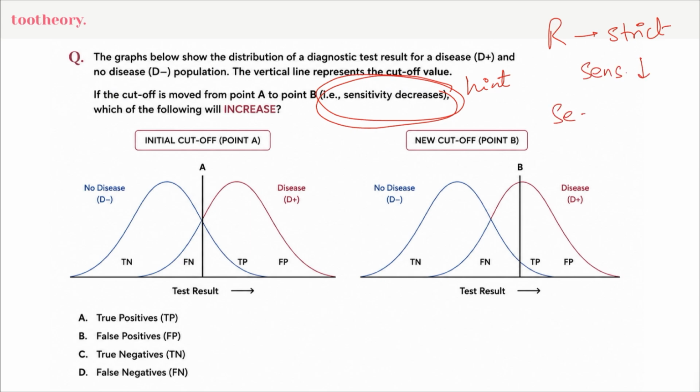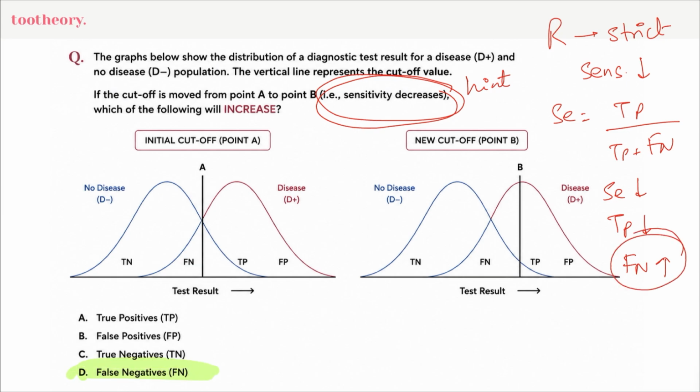So the formula of sensitivity is this. And so we know that if sensitivity is decreasing, that means true positives are decreasing and false negatives are the ones which are increasing. So D would be the answer for this question.